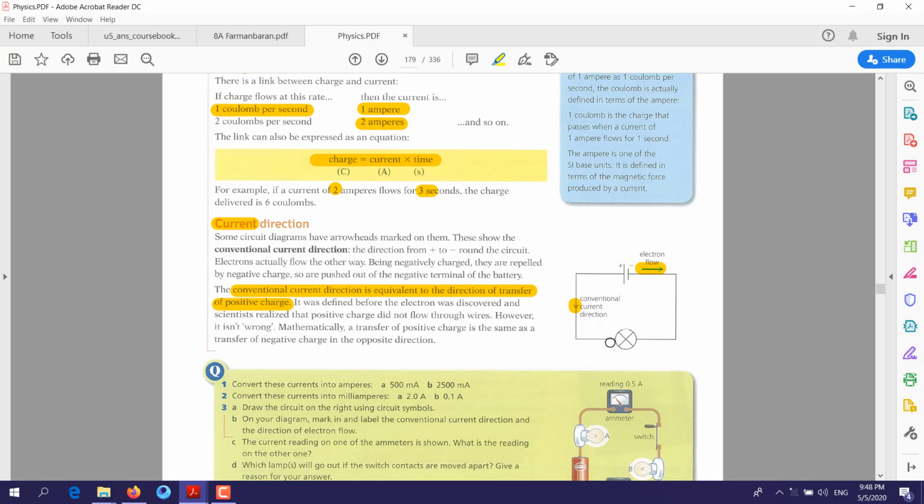When you say electric current, you mean electron flow. So how do the electrons flow? Electrons flow from negative to positive. But if you have a question that says, what is the direction of conventional current? You will say it is from positive to negative. So you need to focus on the question. What does the question say? Is the question about electric current, or is it about conventional current?